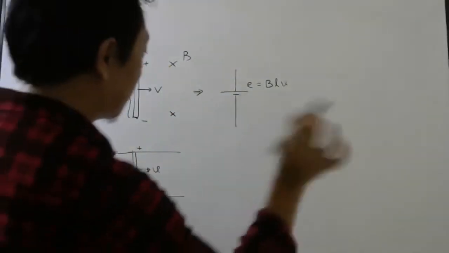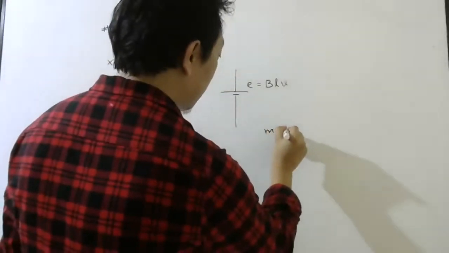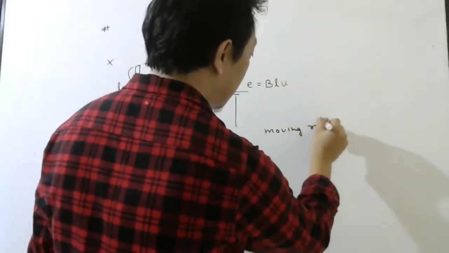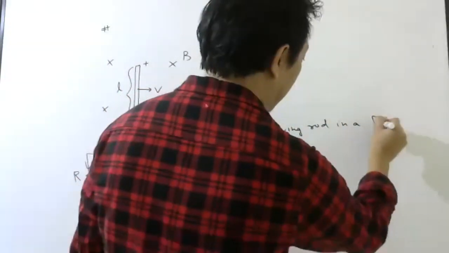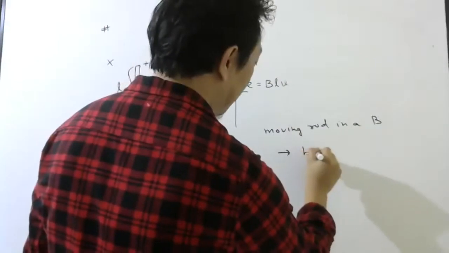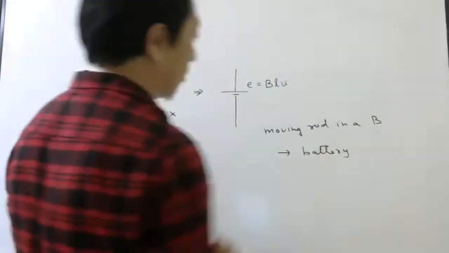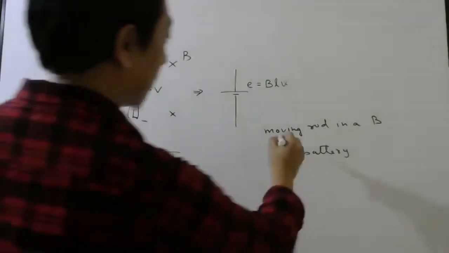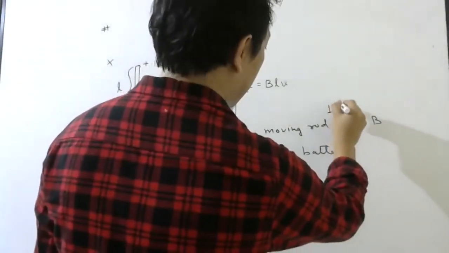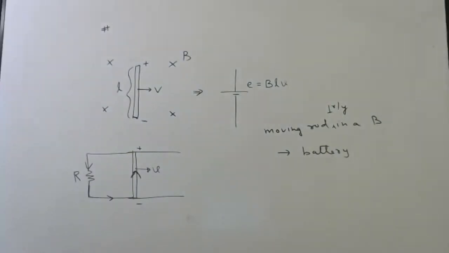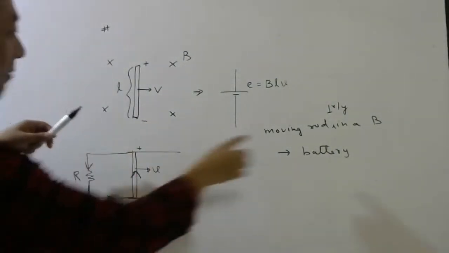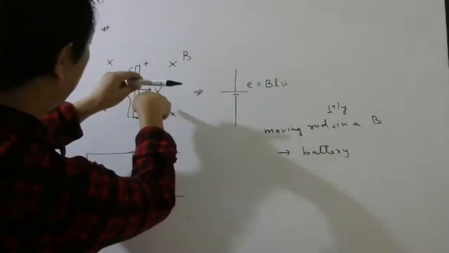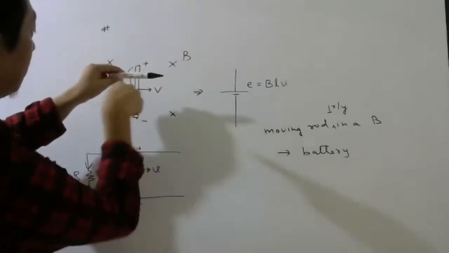In other words, please remember, a moving rod in a magnetic field will act like a battery, perpendicularly. Perpendicularly means what? The velocity should be perpendicular to the magnetic field.